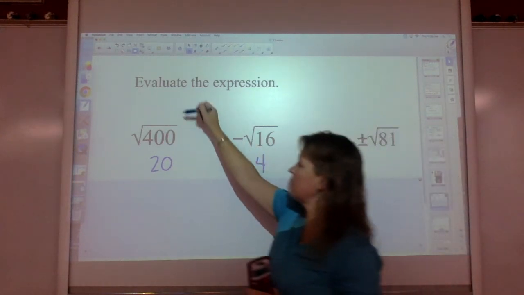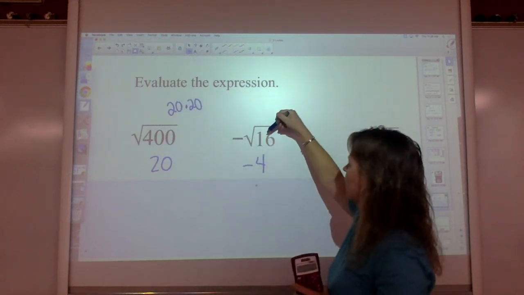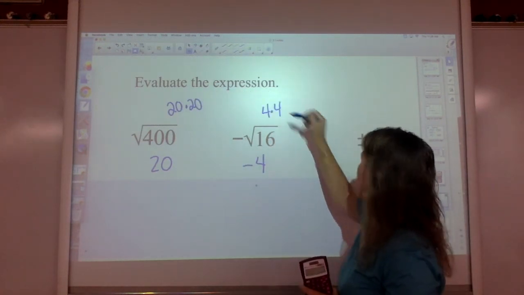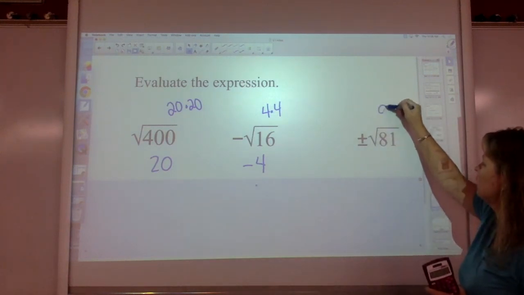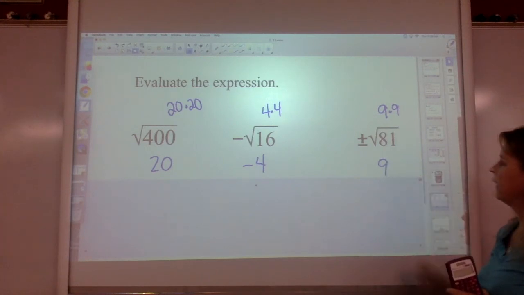How are they coming up with this number if you don't know your square roots? It's 20 times 20. How do I get 16? 4 times 4. How do I get 81? 9 times 9 is 81, which means the square root of 81 is 9.